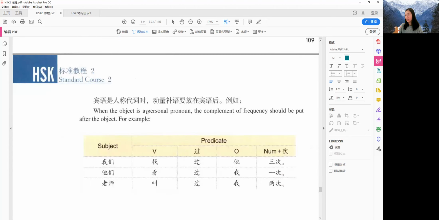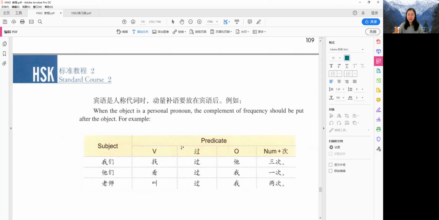All right, so this is another way. This should be a must. If it's a personal pronoun, like him, her, it, them, the time should definitely be put at the end. 我们找过他3次. 我们找过3次他. There's no issue if we put 三次 with 找过 together.